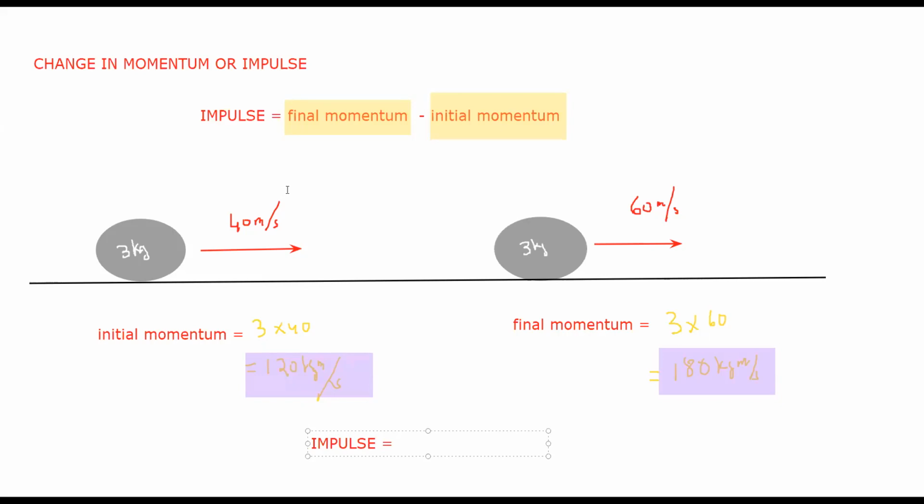So what is the change in the momentum, or the difference in the momentum? The final momentum was 180 and the initial momentum is 120. So 180 minus 120, what is the result? That is equal to 60 kilogram meter per second. Is it clear? The concept of impulse: whenever the momentum changes. Basically, how can the momentum be changed? Momentum can be changed if the mass of an object changes or if the speed of an object changes.